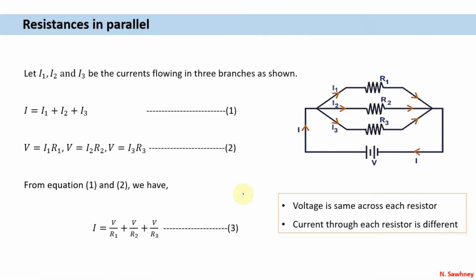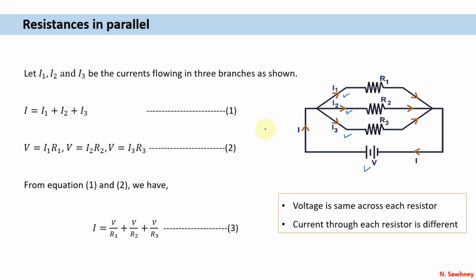Now let us attempt resistances in parallel. Here we have considered three resistances R1, R2 and R3. All are connected in parallel. The current flowing through R1 is I1, current flowing through R2 is I2, and current flowing through R3 is I3. The total potential difference is V. Voltage is the same across each resistor as they are connected in parallel, and the current through each resistor will be different, as we have already mentioned, I1, I2 and I3.